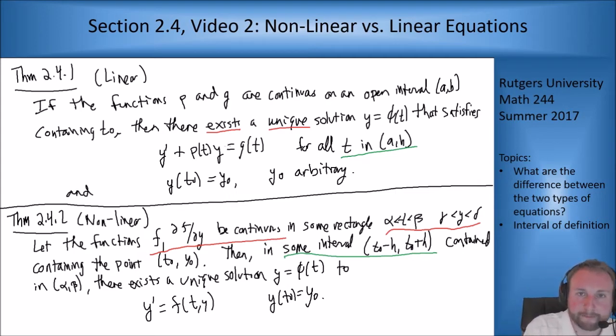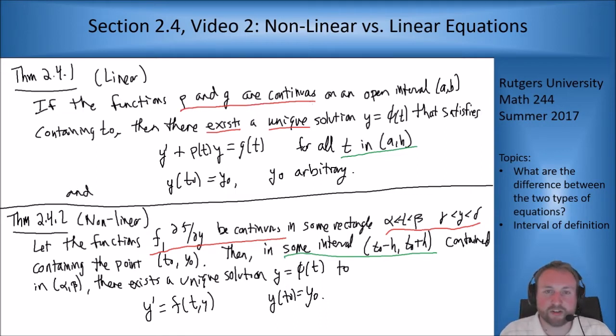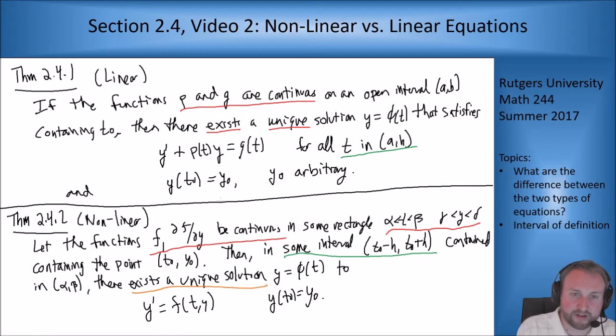So the things that are the same: some sort of continuity assumption. We're assuming that P and G are continuous. We're assuming that F and df dy are continuous. That's one assumption that's the same. And the result's also the same, right? You get the result of exists a unique solution.